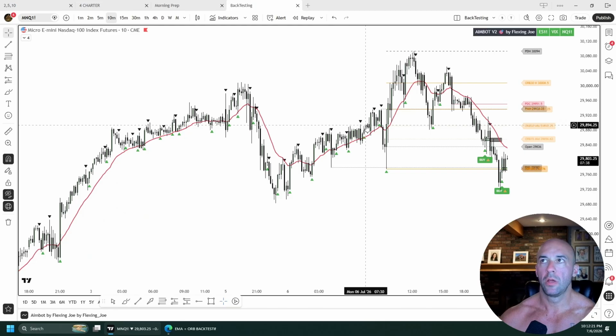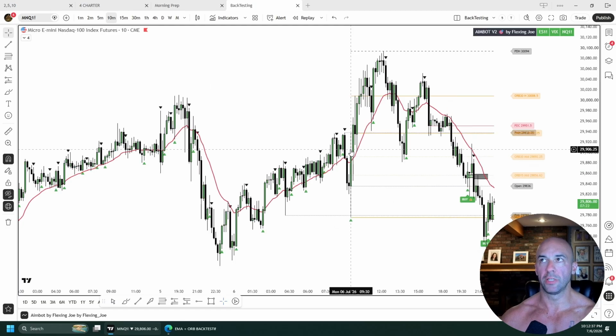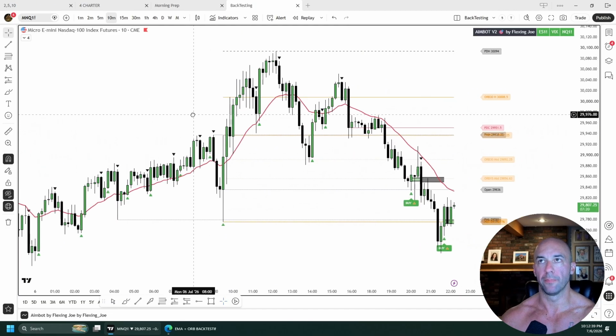So going into the open, my bias was that, hey, we're going to be range bound, and so watch out for chopping until we actually break out higher and start to hold over the overnight highs. Or if we're underneath the overnight lows, then we're probably just going to be stuck in a range, and I'm not going to be expecting continuation, all right?